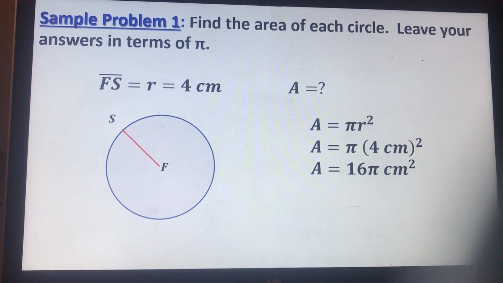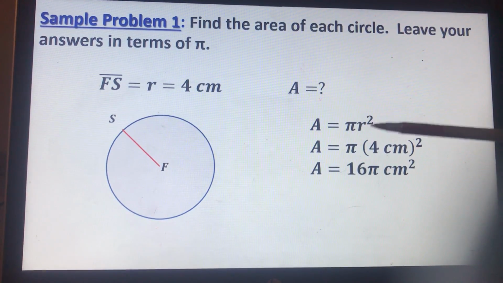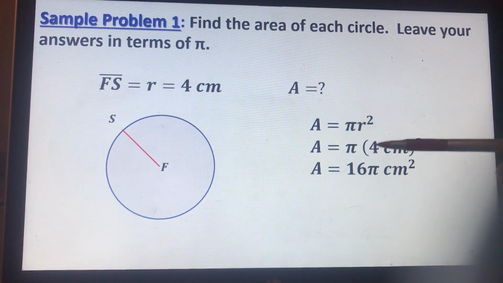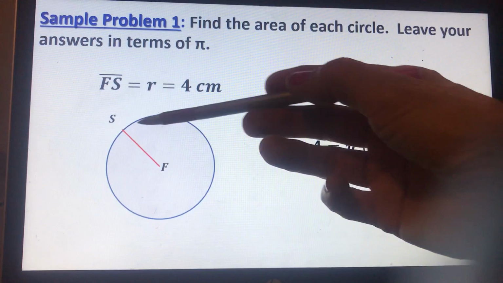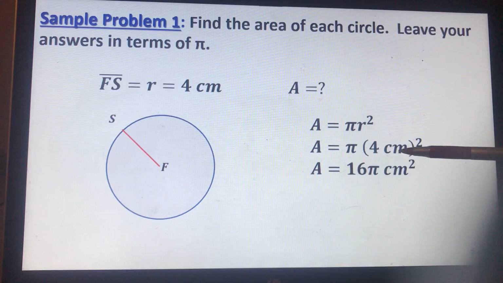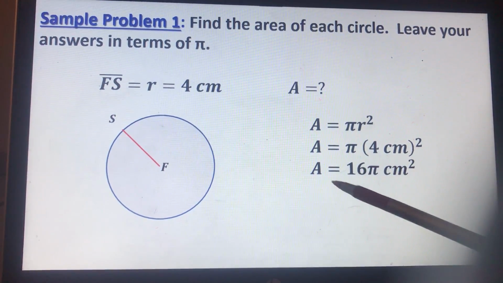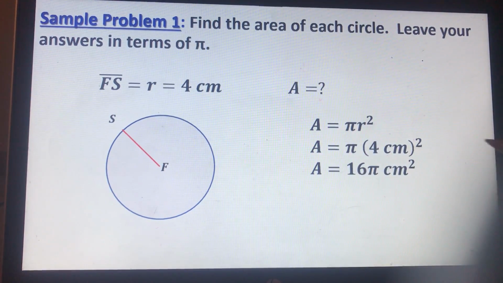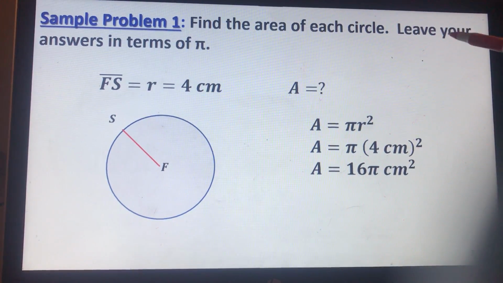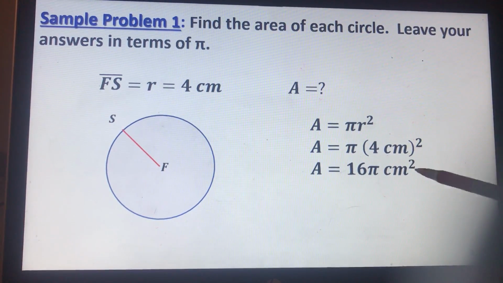We already know that by definition, the area of the circle is the product of pi times the square of the radius, r. So we simply plug in the radius 4. The area is going to be equal to pi times 4 squared, which is 4 times 4, 16. So the area of this circle, circle F, is going to be 16. Since we have to leave our answer in terms of pi, we just leave it there: 16 times pi, and then the units, which are centimeters, we're going to square.